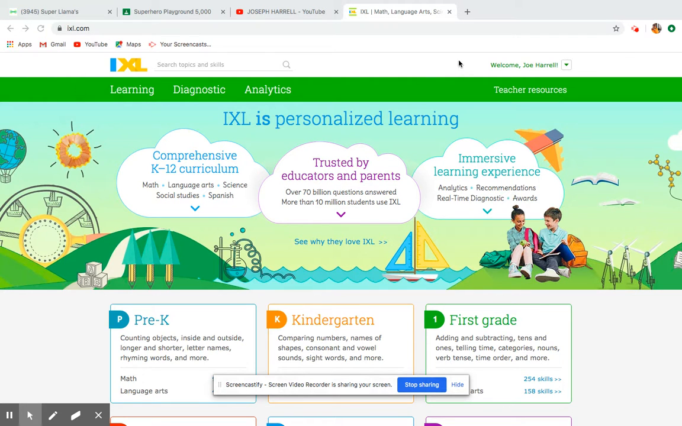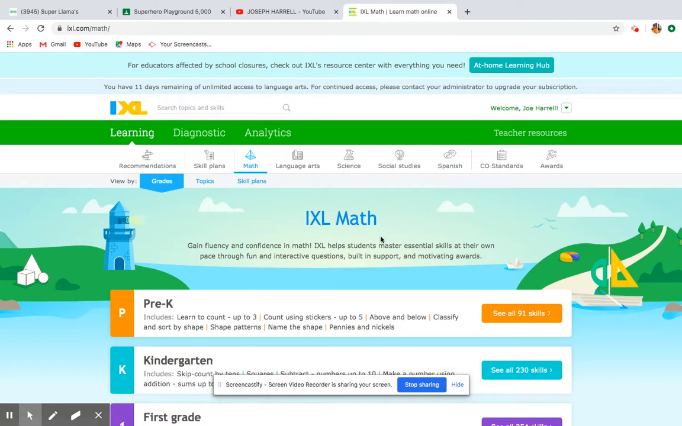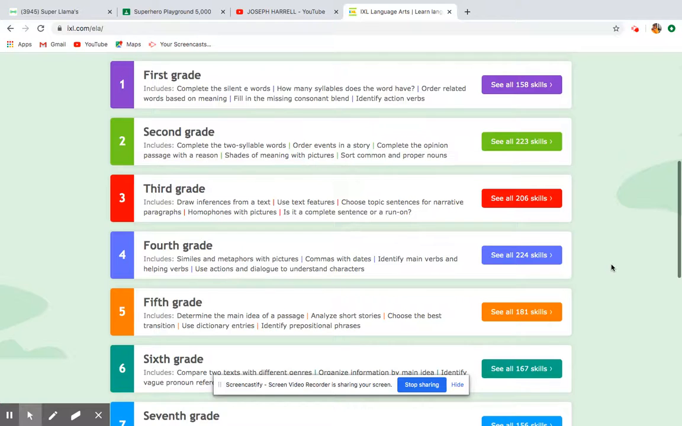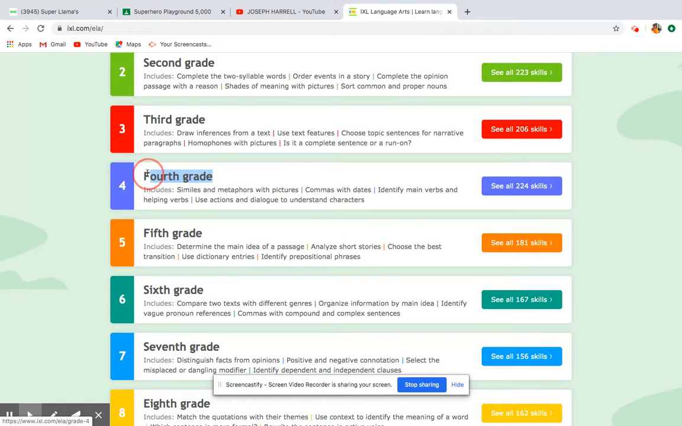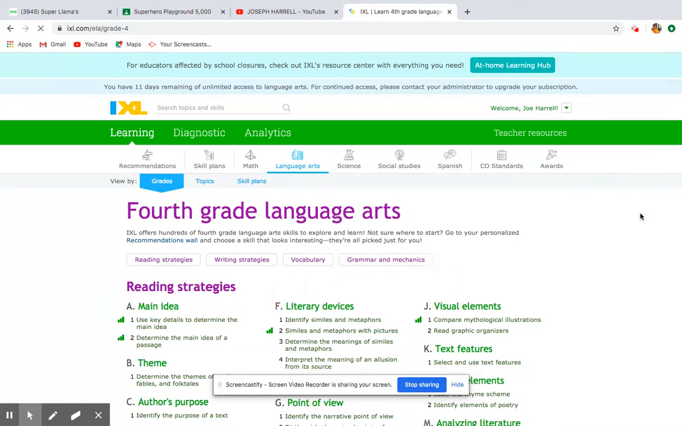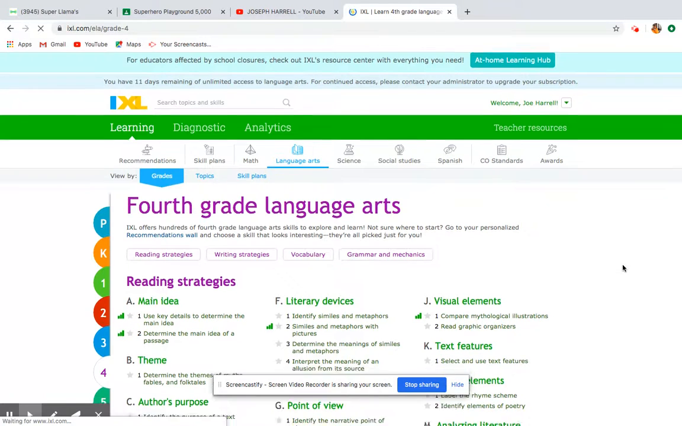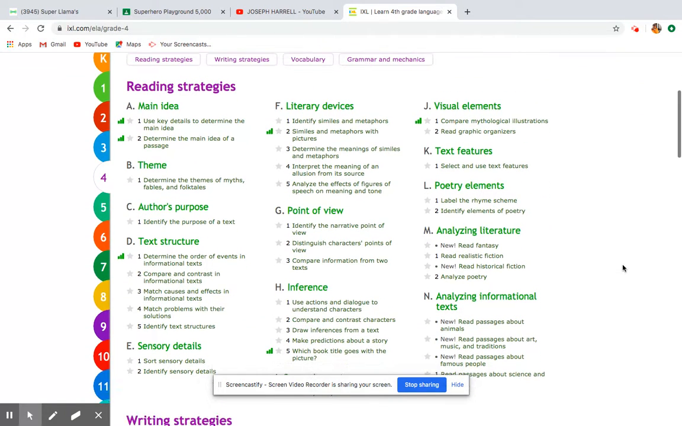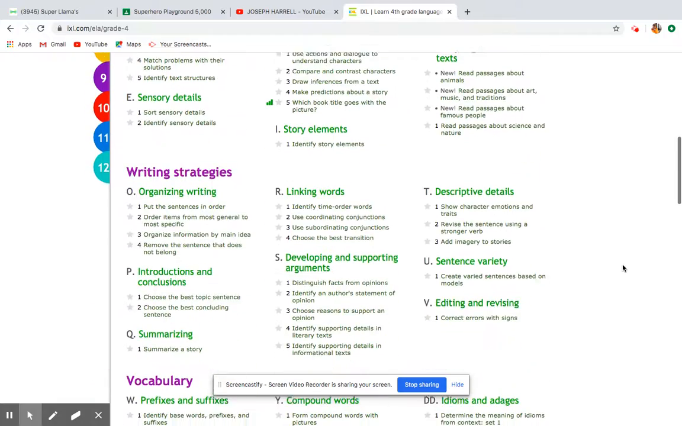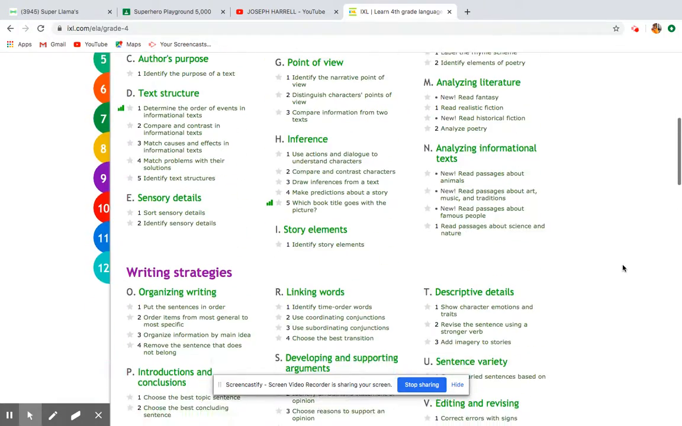You will need to make sure that you are logged in. If you're not logged in, it will only let you answer like 5 questions. Go into learning. Go into language arts, not math, not for this skill anyway. Head on down to 4th grade. And this will be up on your Google Classroom too, so you don't have to memorize it here. I'm just showing you how to get there, but it will be on your Google Classroom for you to use.